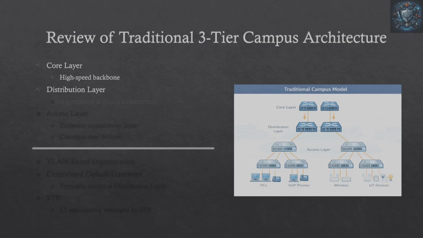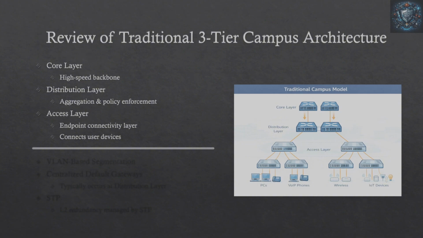Next, our distribution layer, which is where our policy enforcement primarily takes place. And finally, our access layer, which is our endpoint connectivity layer, where all those endpoint devices connect, such as our computers, our VoIP phones, and IoT devices, if that's what's also in your network. Those things will connect at the access layer.